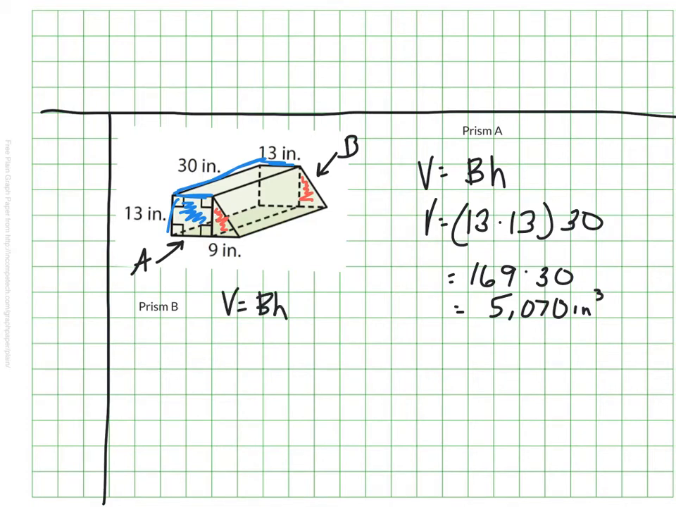It's still my big B times H. The only difference is now this is a triangle. So when I find the area of my base, I have to use my triangular formula. And when I'm looking at my triangle, I see that I have a 9 by 13 triangle. So that would be how I would start to find the area of my base. But it's a triangle, so I divide by 2.